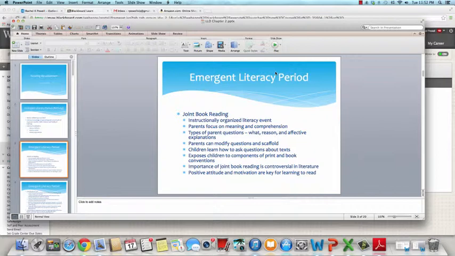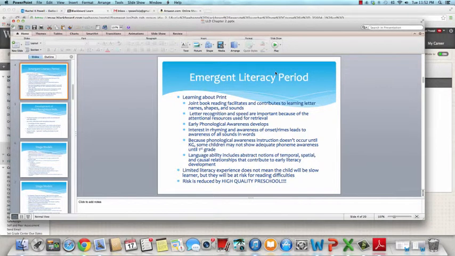But there's also a lot of evidence that a positive attitude and motivation are more of a key to learning to read than joint book reading. So essentially, these children have to be motivated to read and have a positive attitude in association with reading.